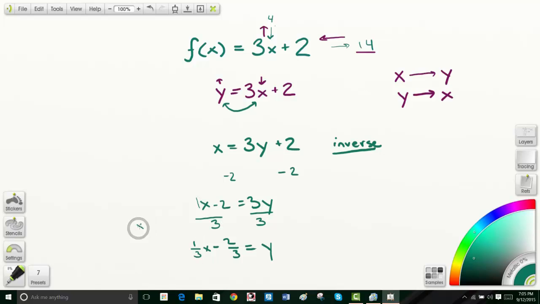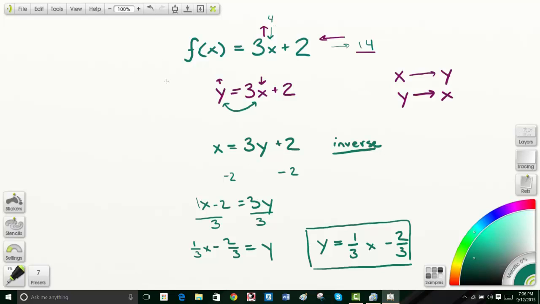Could I also just write it as x divided by 3? Yes, but if I ever wanted to graph this equation, I'd want to have it written as a fraction, because that's how we graph slope and y-intercept. So here I'm going to turn this around because I have the y on the right and the numbers on the left. So I have y equals 1/3 x minus 2/3. And according to what I've just told you, this should be our inverse function.